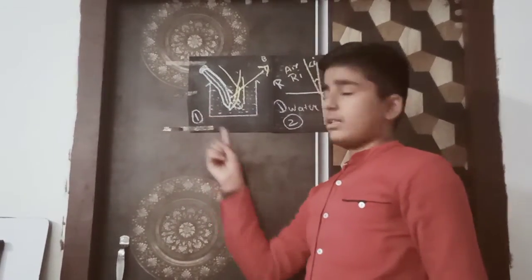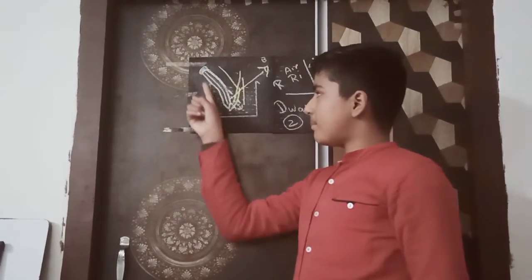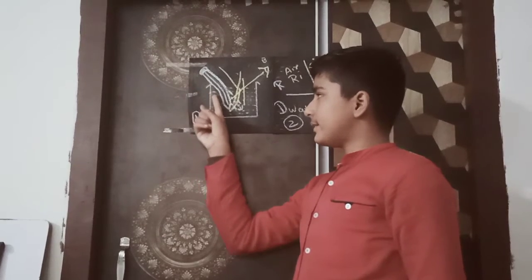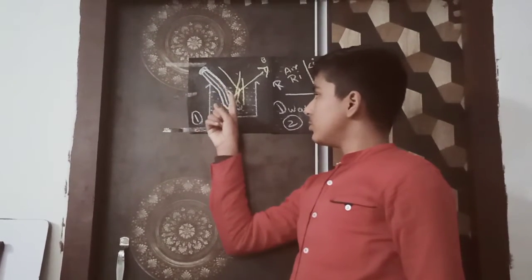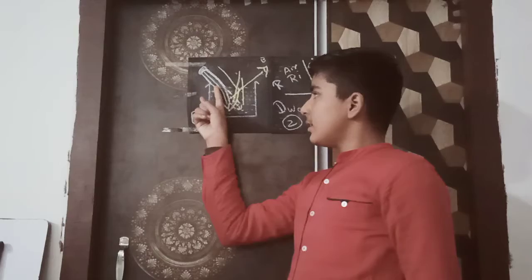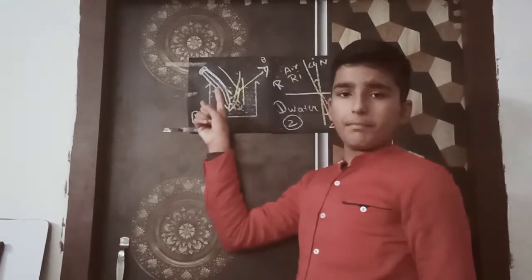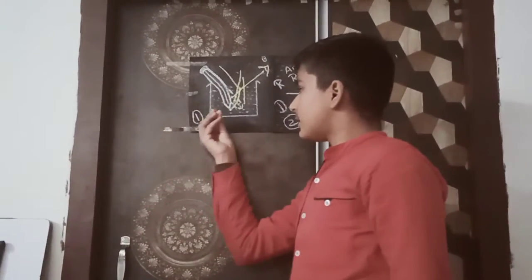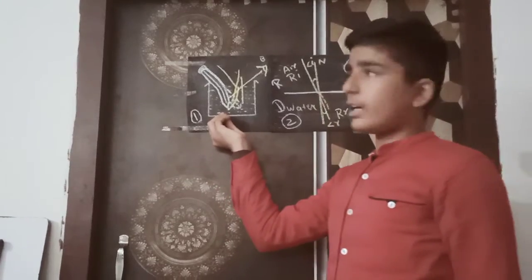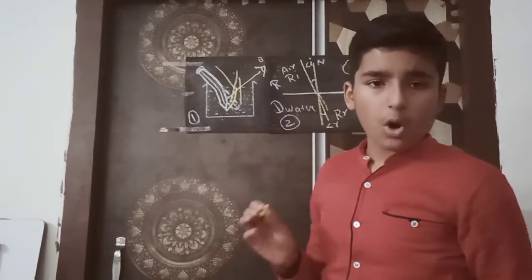Let's start this video with an interesting investigation. We can take a beaker and a pencil. If we put a pencil in this beaker, it will look like it is broken. But before I start this investigation, I will remind you of the condition of how refraction is caused.